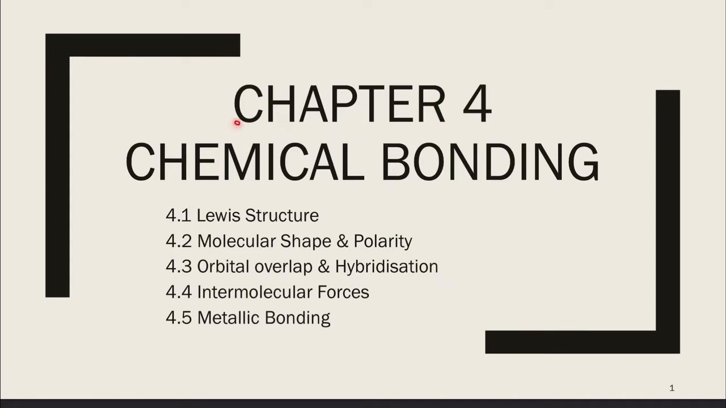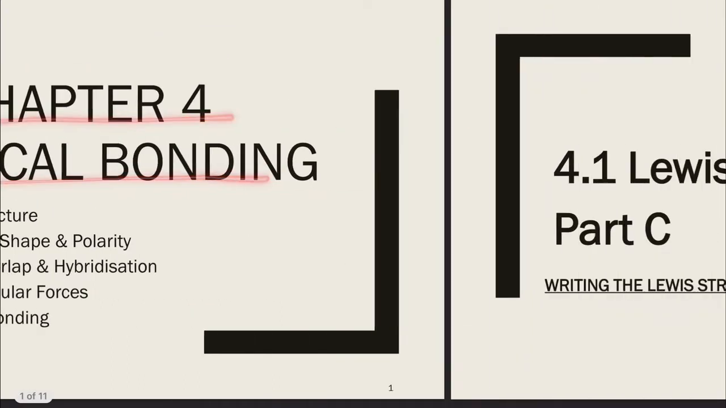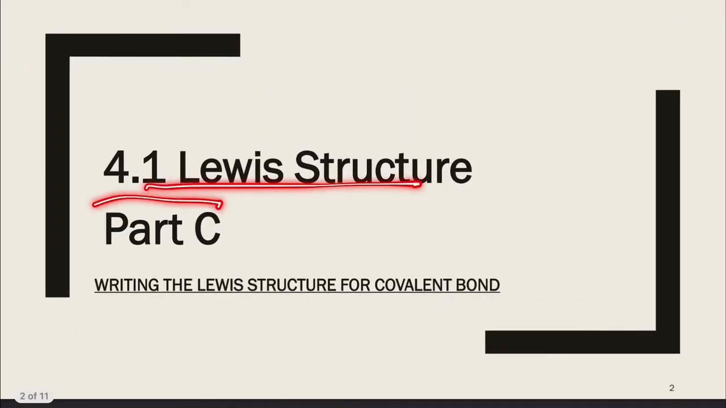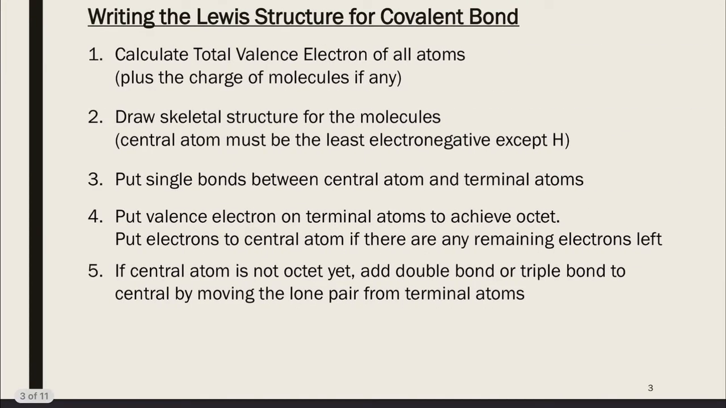So this video is about part C, Lewis structure, where we will learn how to write the Lewis structure for covalent bond. There are a total of 5 steps in writing the Lewis structure for covalent bond.